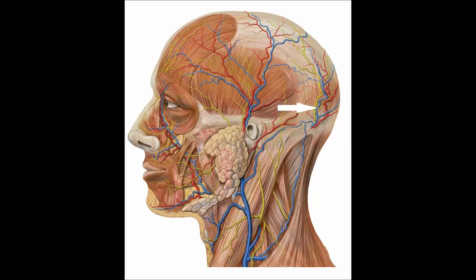Here we have the occipital vein. Here we have the superficial temporal vein. And here we have the facial vein. And here we have the superior thyroid vein. These veins all ultimately drain into the external jugular vein.